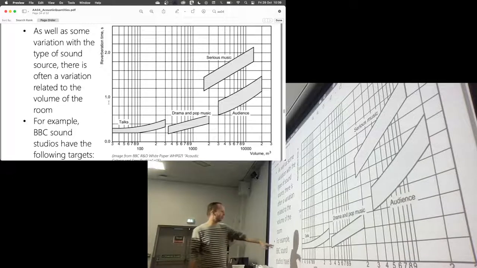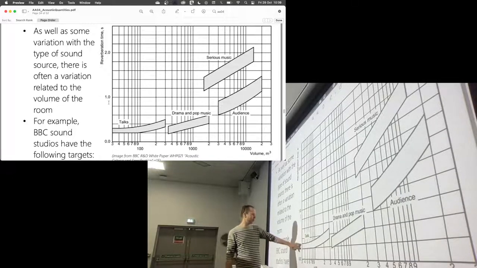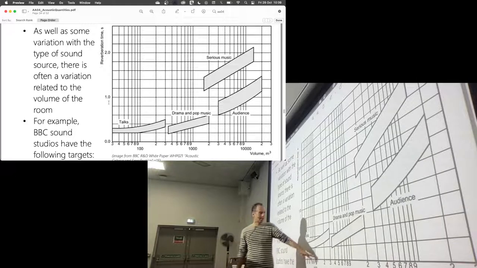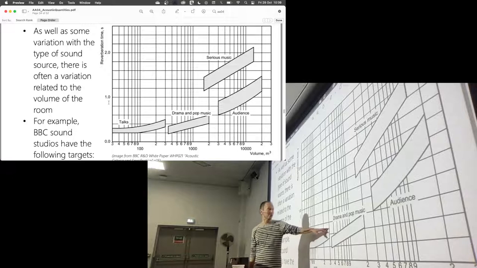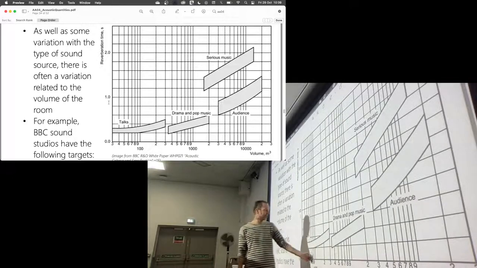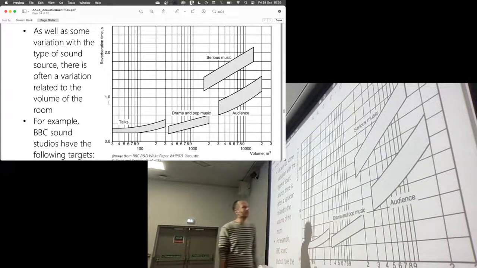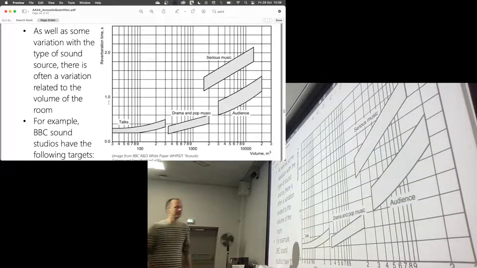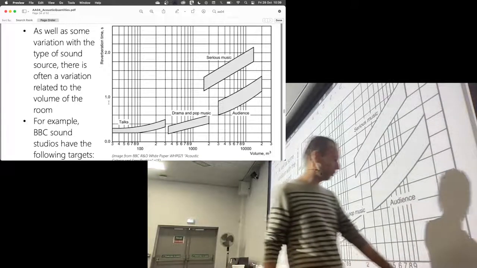Okay, so you see here that if you have a talking sound source, right, depending on the volume of the room, you are adjusting the reverberation time. So if the room is increasingly larger, you just won't be able to get very short reverberation times. Okay, so those are the kind of aims. Volume, cubic meters.